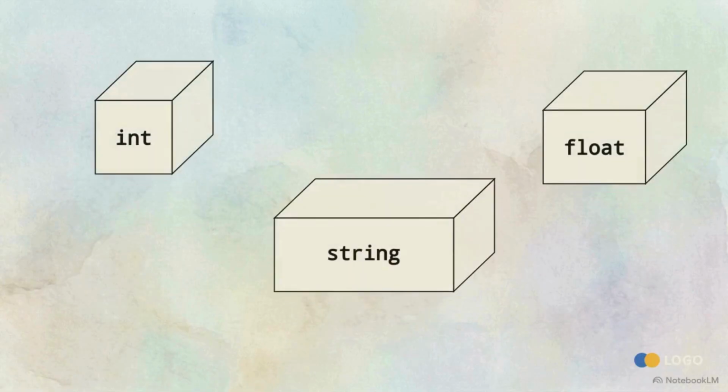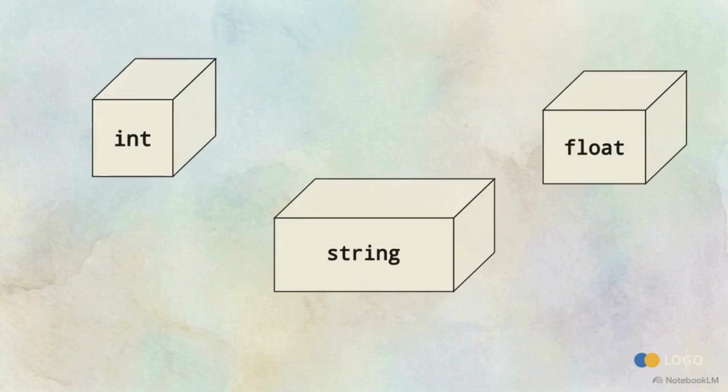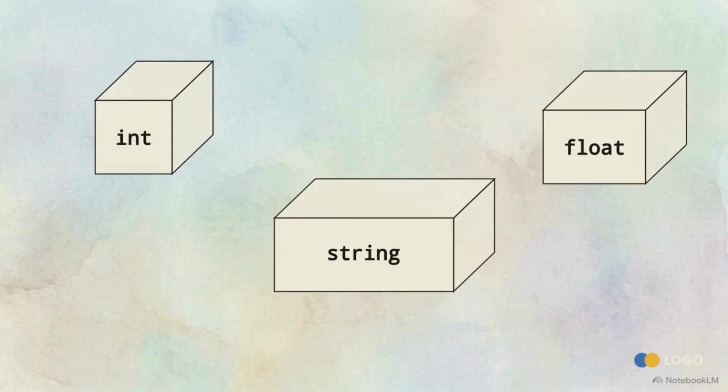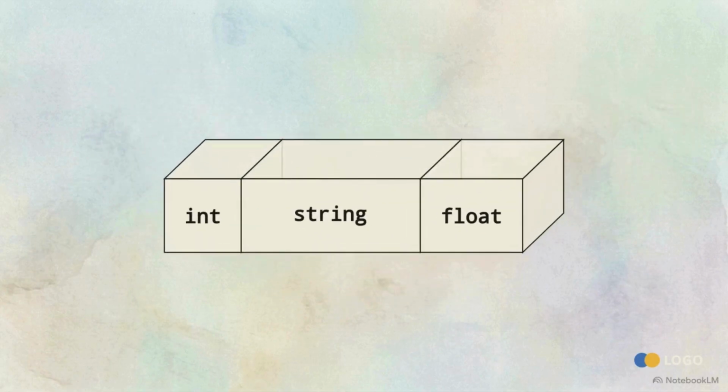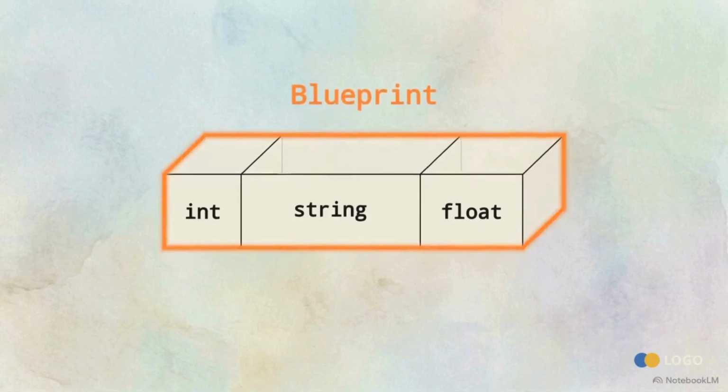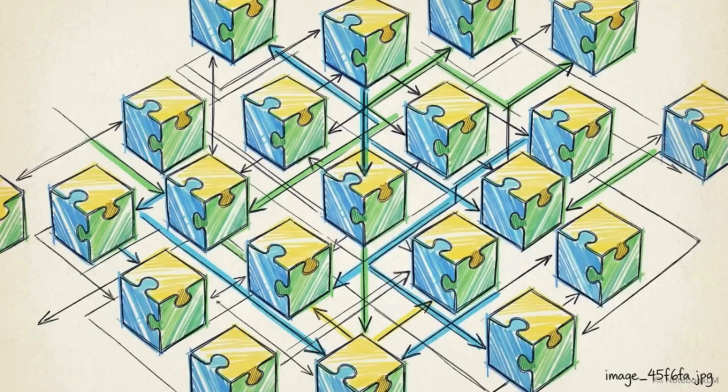This diagram illustrates the concept of a blueprint. Notice how three distinct variables, an integer, a string, and a float, snap together to form a single contiguous block of memory. Grouping variables into these larger custom types allows developers to scale small scripts into robust real-world applications.